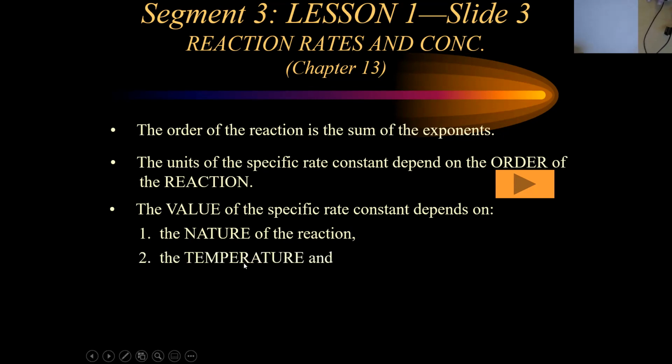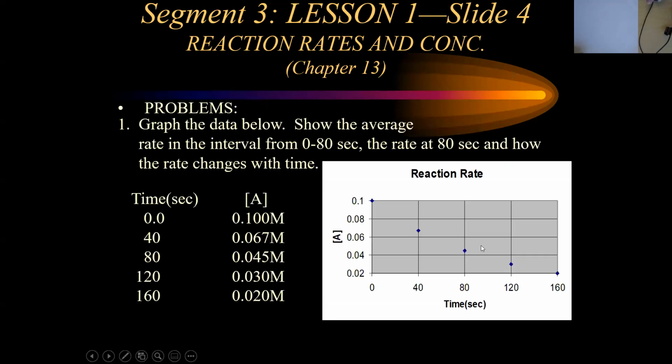It is determined by the temperature, and as we said, it always goes up. The value of the constant will increase if the temperature increases. It depends on the catalyst. If the catalyst is present, the reaction rate constant will be large. If there's an inhibitor present, the rate constant would be small.